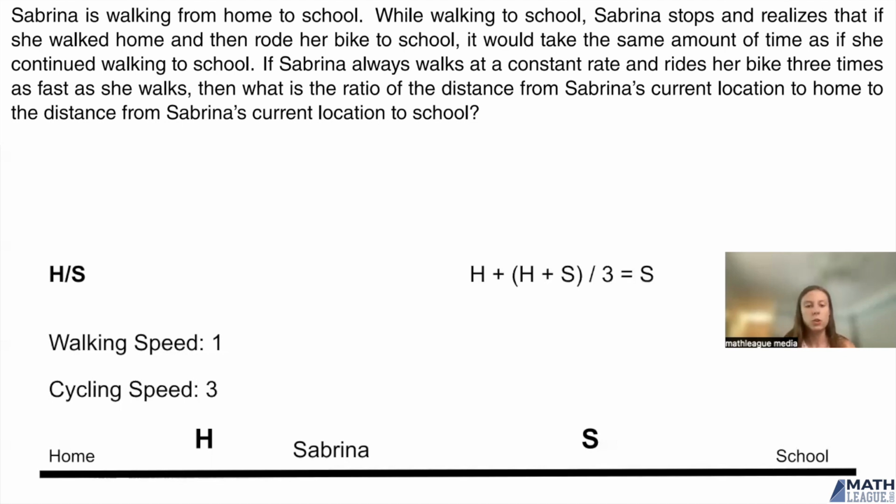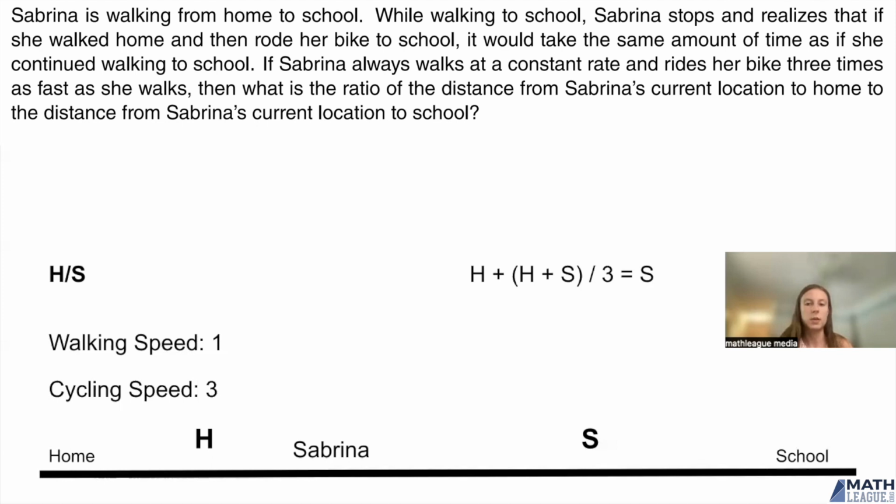If Sabrina walked home, that's a distance of h at a speed of 1, so the time is h. And then she rode her bike to school. She's riding her bike all the way from home to school, total distance of h plus s. And then her speed is 3. She goes faster when she cycles, so the time should be smaller, right? We need to divide by 3. So that's h plus s divided by 3.